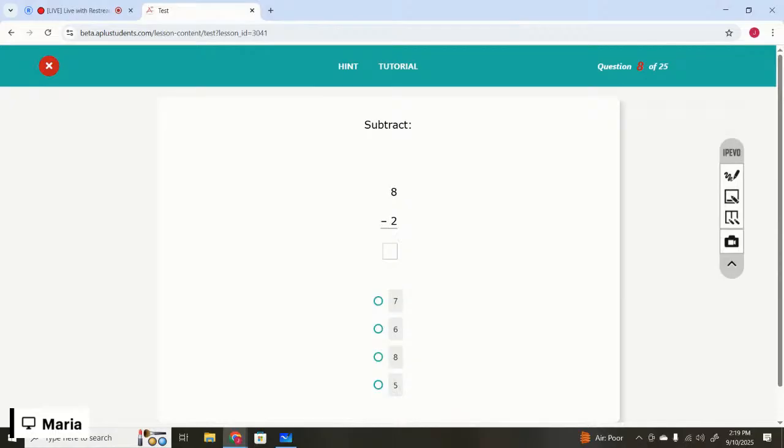8 take away 2 is 6. Option number 2 is the correct option.